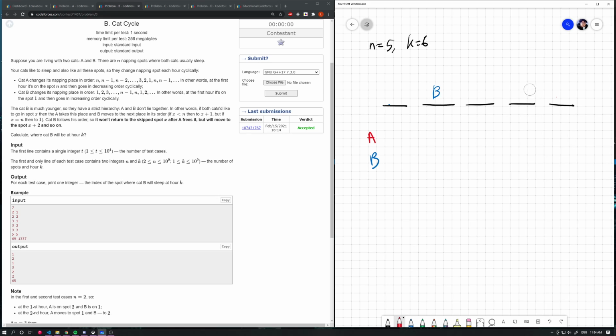And then let's do it again. A moves back, and now B wants to move up. B wants to go here, but the problem says that A always has priority. So because B wants to go in the same space as A, it skips A and then goes here. And then this continues.